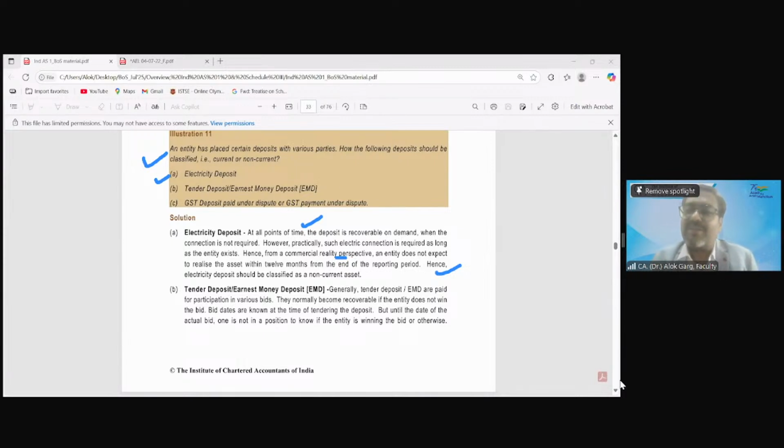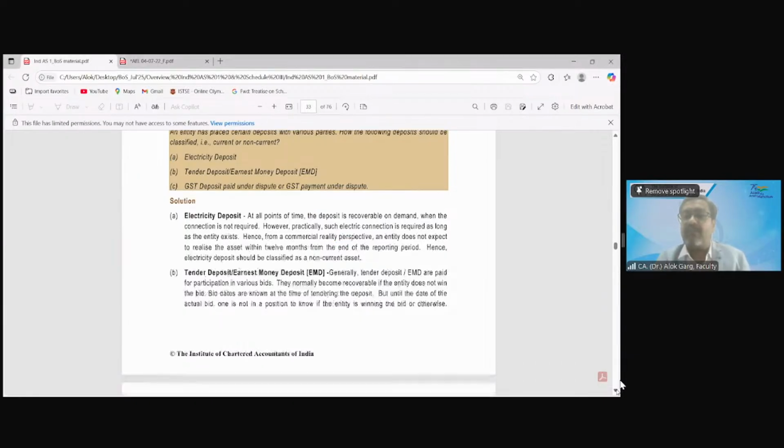Tender deposit or earnest money deposit. You know what earnest money deposit is, right? Whenever you are filing a tender, you want to get some government contract, so you are filing a tender and there is a bid money. There is an earnest money which you are paying. You understand this?